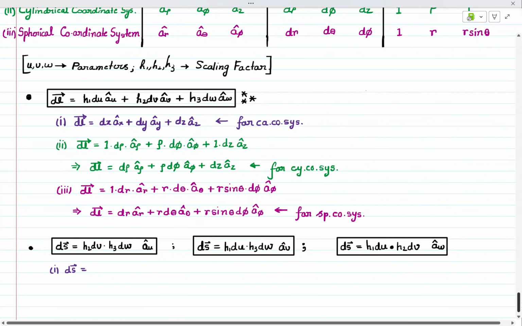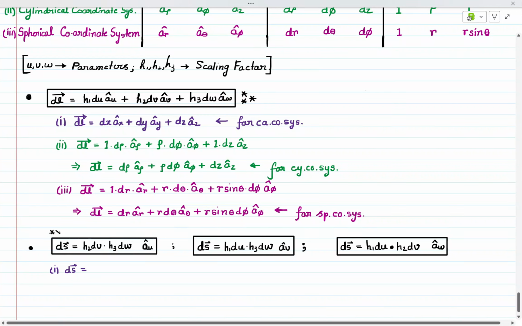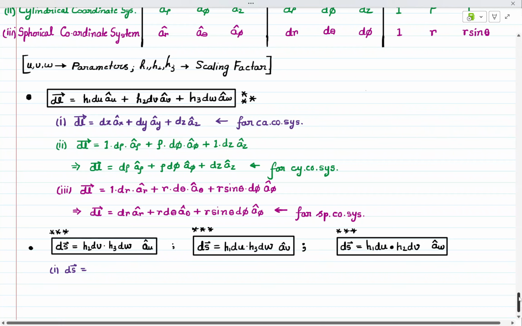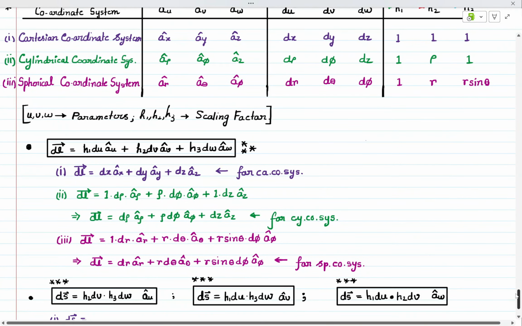Just by looking at these, okay, just 1 minute. These are the normalized formulas, so very important. I am putting 3 stars over here. Now let me write the differential areas in all these three directions, based upon this normalized formula. Our first formula is what?